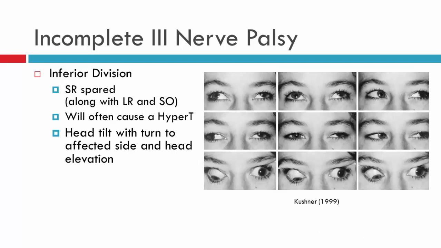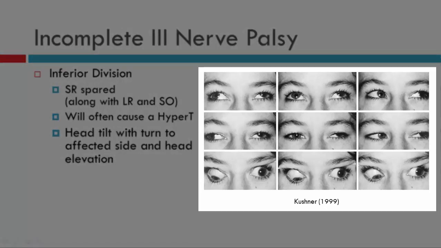Moving on now to an incomplete third that's affected the inferior division. With the inferior division, we actually have all extraocular muscles that are supplied by the third nerve except for the superior rectus. So in this instance, we usually see a hyperdeviation in primary position. And here we have a patient with an inferior division third nerve palsy, and we can see she's got a hyperdeviation here. When we take her across into left gaze, we still have a left on right here, and when we take the patient here, the superior rectus looks as though it could be okay. A cover test would be required.